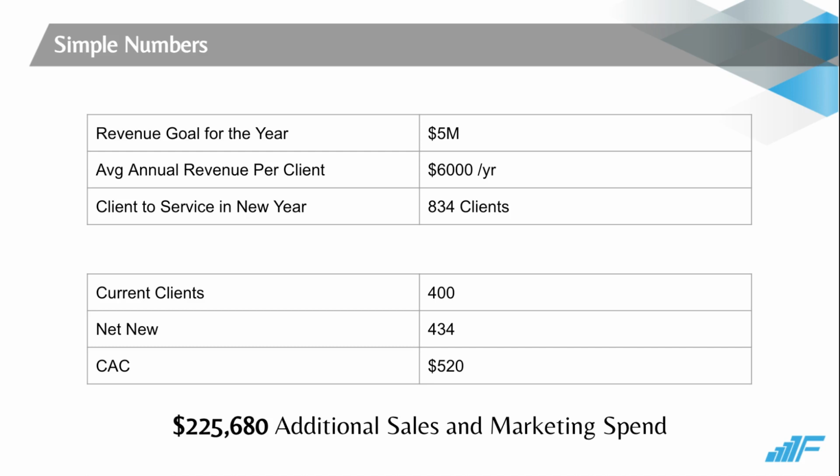All right, so let's go down. Now we know we need 834 clients. Let's say that currently we already have 400 clients. So we're rolling into the new year maybe. We know we have 400 clients with contracts. We're fairly comfortable with that number. And we know that we need net new of 434 clients. So we need to figure out how to add 434 clients.